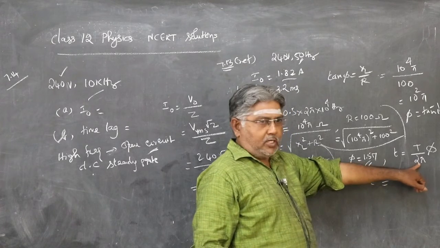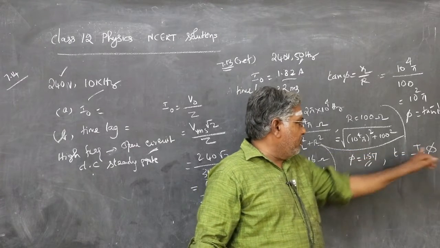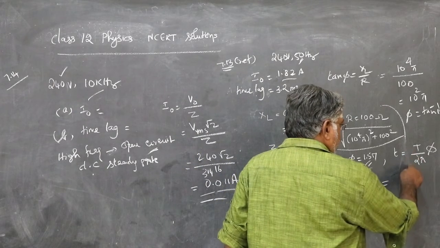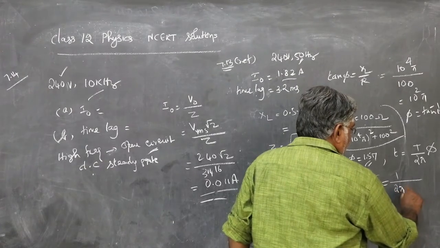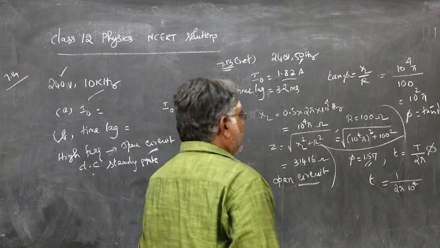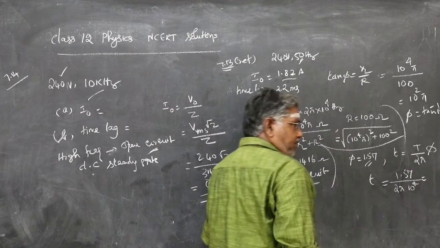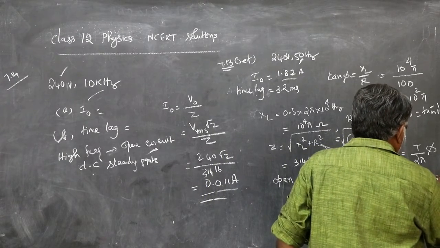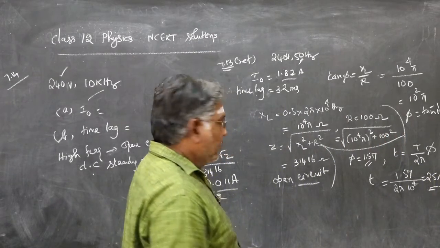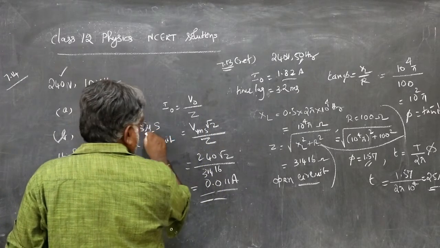2 pi is a phase difference, which means time difference capital T, the time period. If phi is a phase difference, what is the time difference? This T I can write as 1 by F. So 1 by 2 pi F, but F is 10 power 4 hertz. This phi is 1.57. You simplify, you will get the answer 25 microsecond. Therefore, the time lag is 25 microsecond.